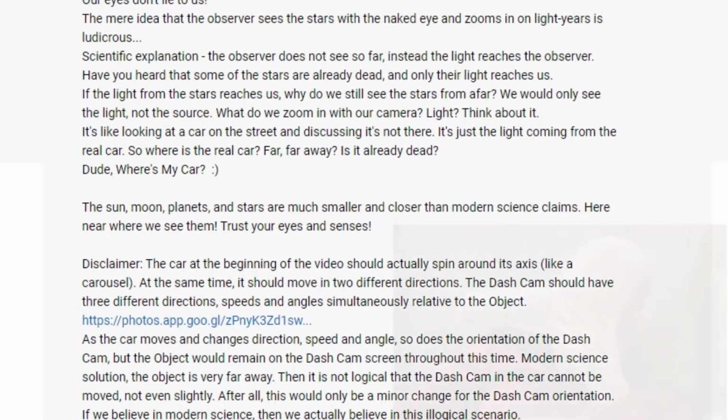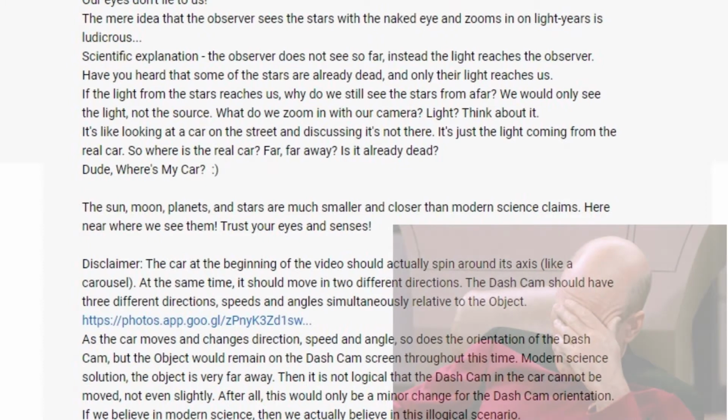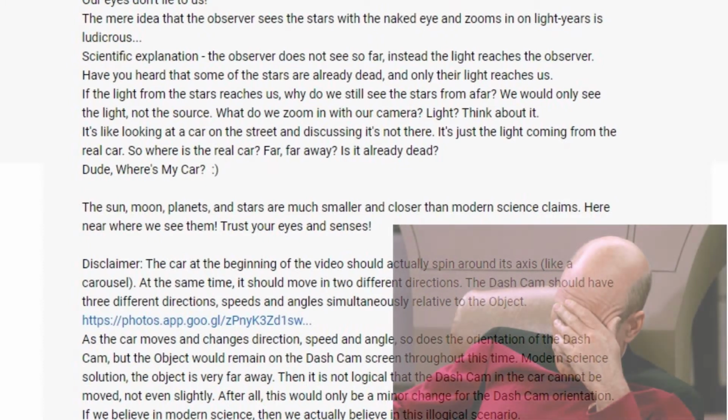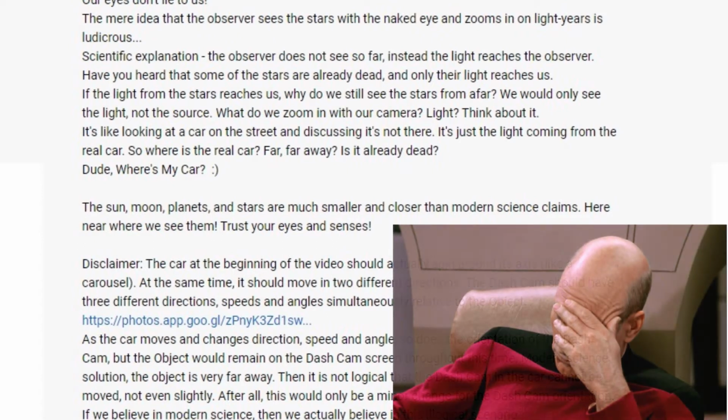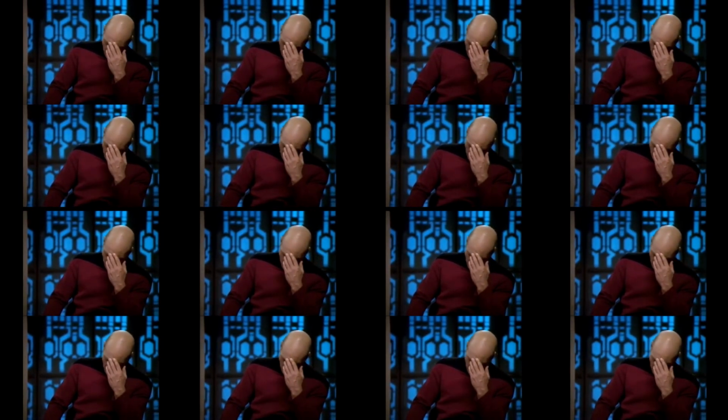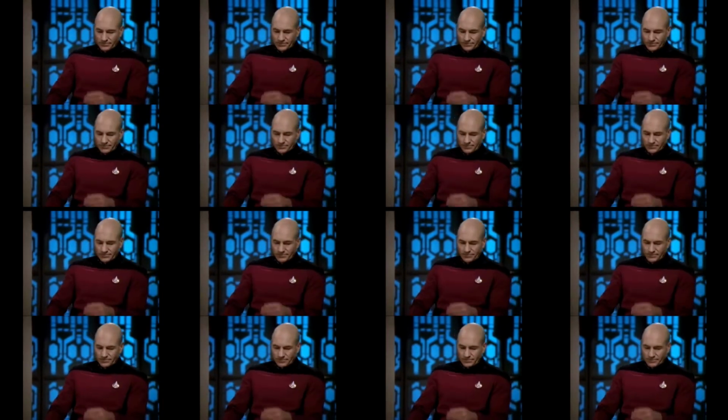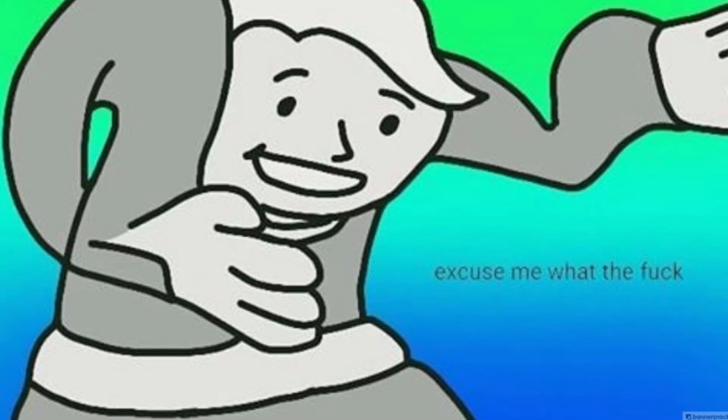It's like looking at a car on the street and discussing it's not there. It's just the light coming from the real car. So where is the real car? Far, far away. Is it already dead? Dude, where's my car? Smiley face. So, you mean with this, that we don't see because light reaches our eyes, but because our eyes shoot some sort of magical instant vision beams? Excuse me, but what the fuck?